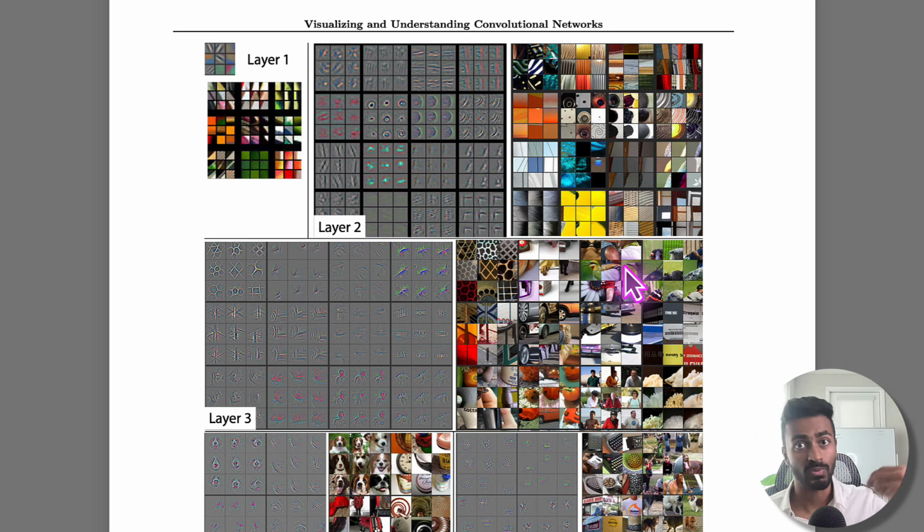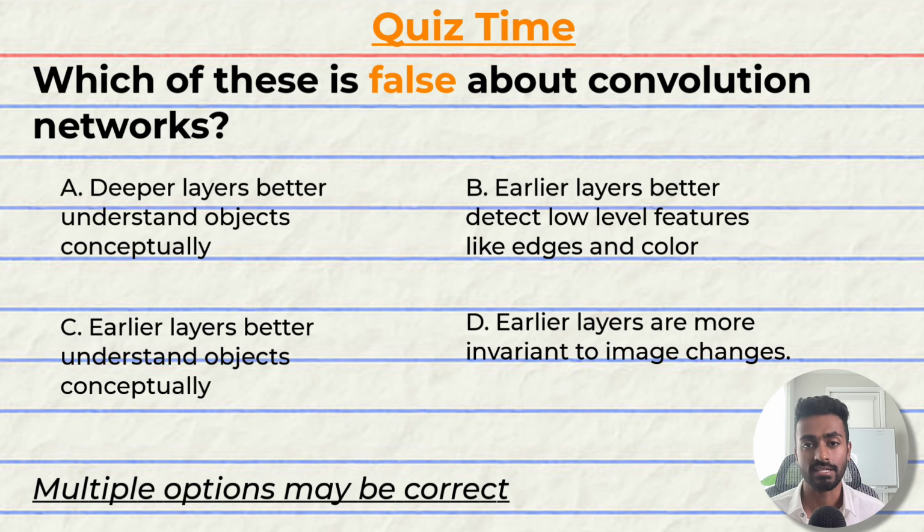Quiz time. Have you been paying attention? Let's quiz you to find out. Which of these is false about convolution networks? A. Deeper layers better understand objects conceptually. B. Earlier layers detect low-level features like edges and color. C. Earlier layers better understand objects conceptually. Or D. Earlier layers are more invariant to image changes. I'll give you a few seconds to answer this question.